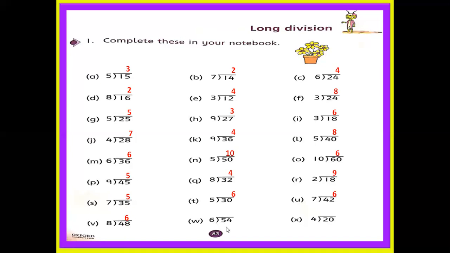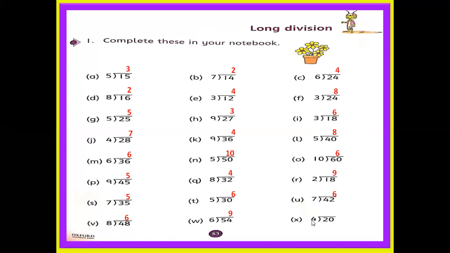54 divided by 6. Read the table of 6. 6 ones are 6. 6 twos are 12. 6 threes are 18. 6 fours are 24. 6 fives are 30. 6 sixes are 36. 6 sevens are 42. 6 eights are 48. 6 nines are 54. So 54 is the dividend, 6 is the divisor, and 9 is the quotient.